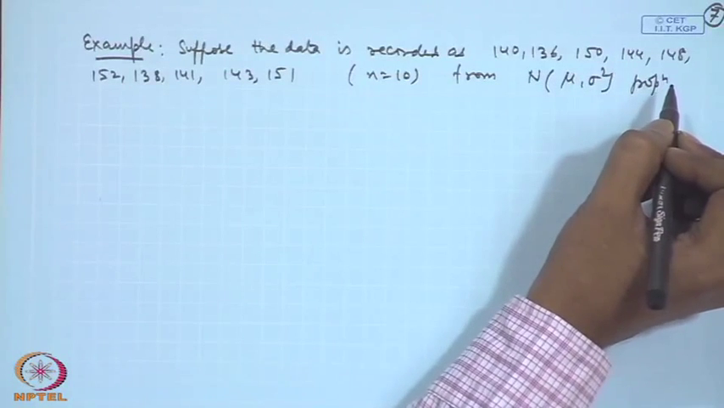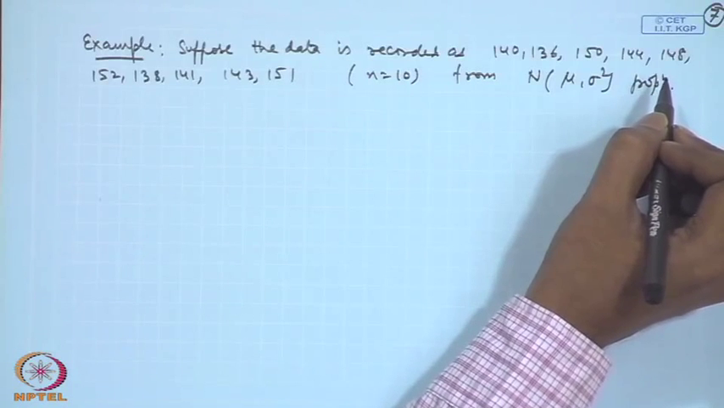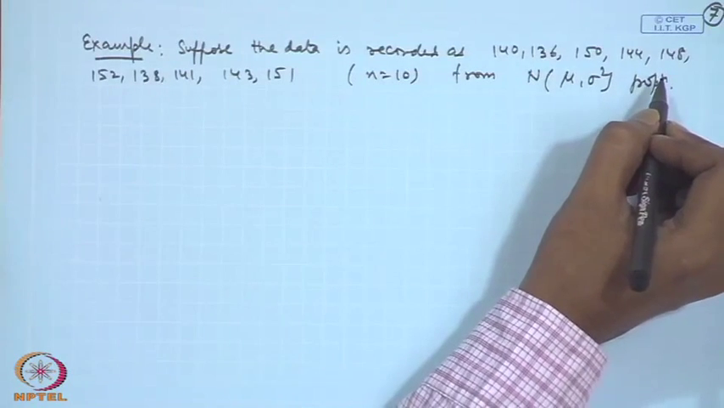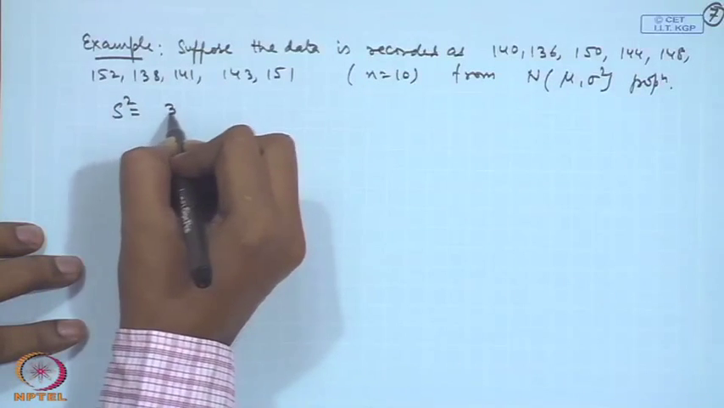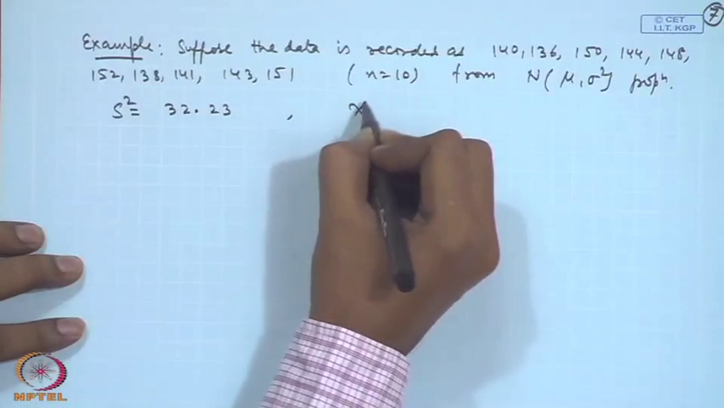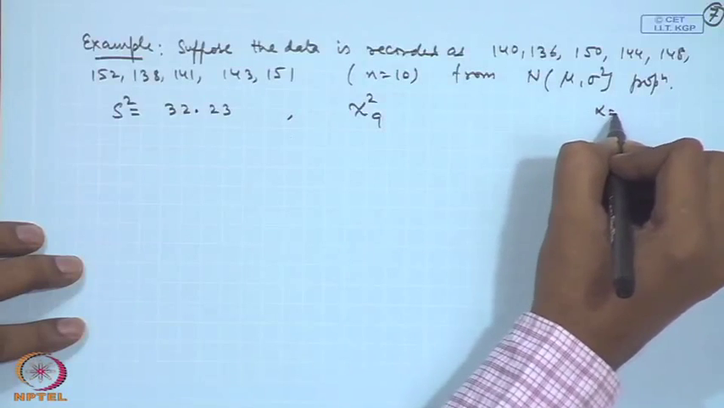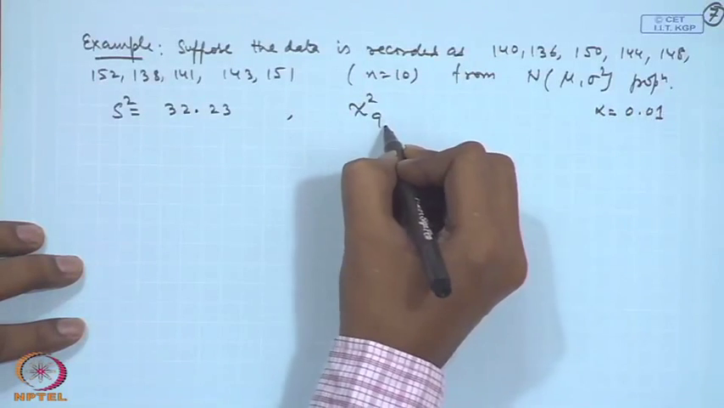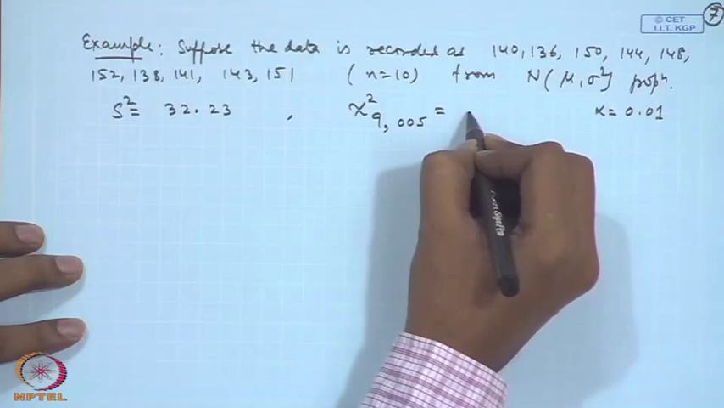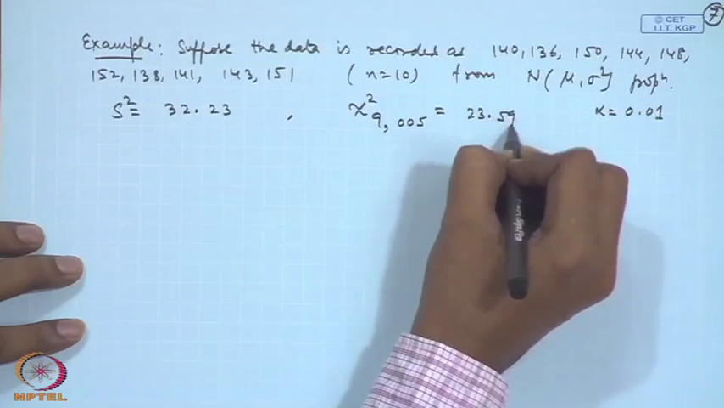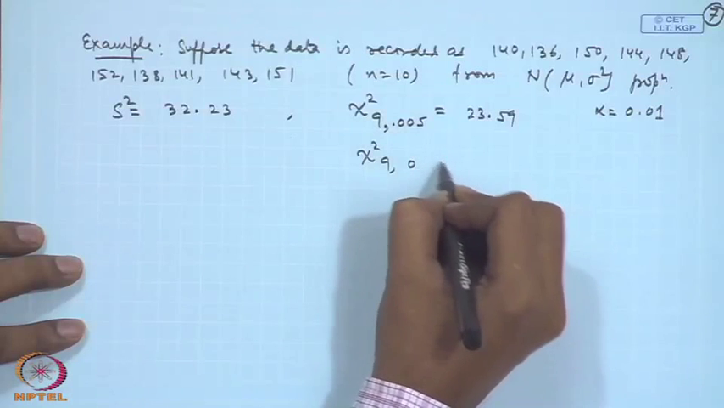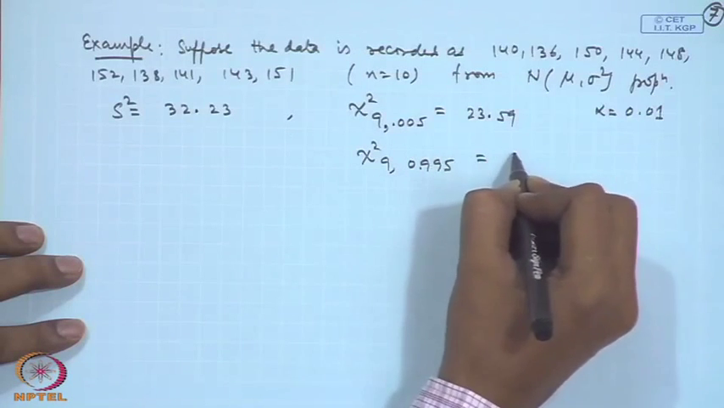Let us calculate a confidence interval for sigma square in this particular problem. So, we can check here s square turns out to be 32.23 and we will need chi square. Suppose I take alpha is equal to 0.01. So, I will need chi square on 9 degrees of freedom, 0.005. From the tables of chi square distribution we can check this point is 23.59 and chi square 9, 0.995, that is equal to 1.73.